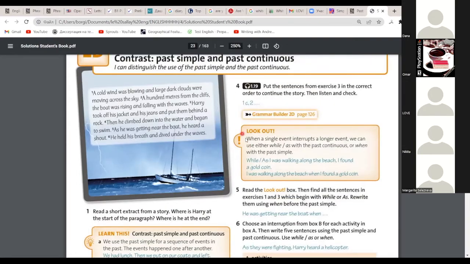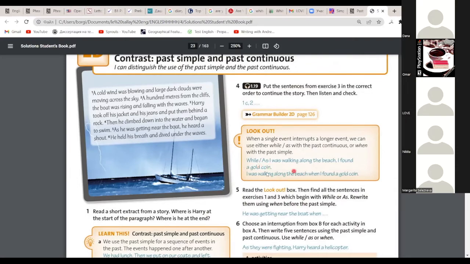And when a single event interrupts a longer event, we can use either while or as with the past continuous or when with the past simple. Например, while I was walking along the beach, I found a gold coin. То есть пока я шел, я нашел. Или as I was walking. То есть это все переводится как в то время как.